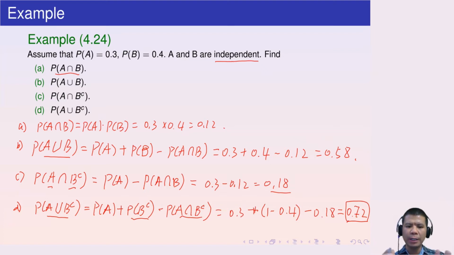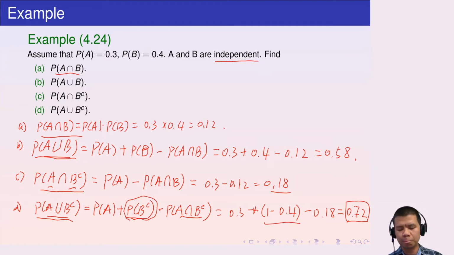Given the independence, the key is we can find the probability of the intersection, and then we use the addition rule, the difference rule, and another addition rule. Now in finding the probability of B complement, we use the complement rule, right? Okay, very good.